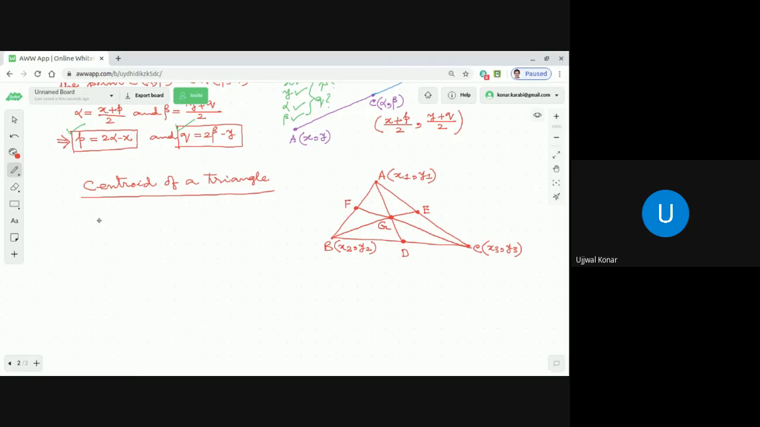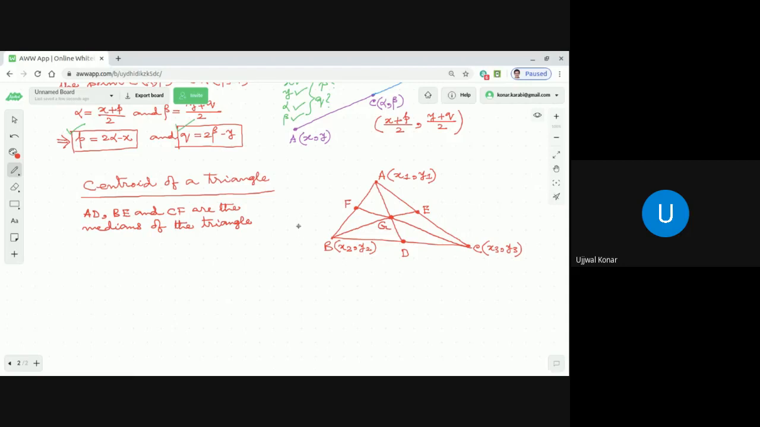Okay. So AD, BE, and CF are the medians of the triangle. And what is our target? Our target is to find the coordinate of the intersection of these three medians, which we denoted by G.